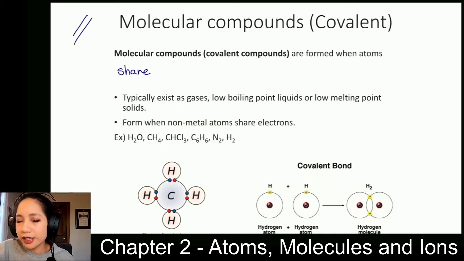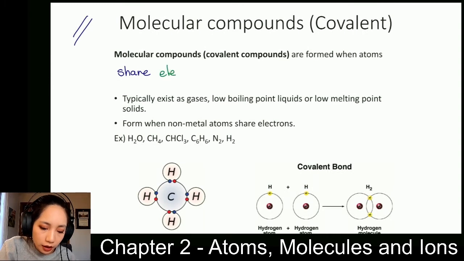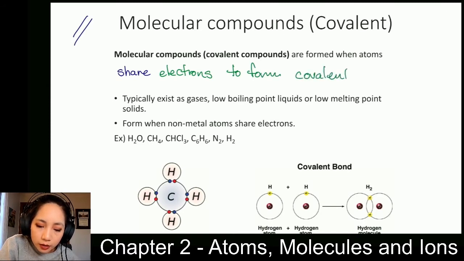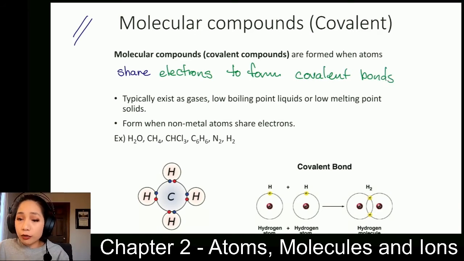All right, so let's knock out naming of molecular compounds. Let's remind ourselves what molecular compounds are. They're formed when atoms share electrons to form covalent bonds. So this differs from ionic compounds, where they're formed from ionic bonds and the transfer of electrons. Covalent bonds are formed through the sharing of electrons.